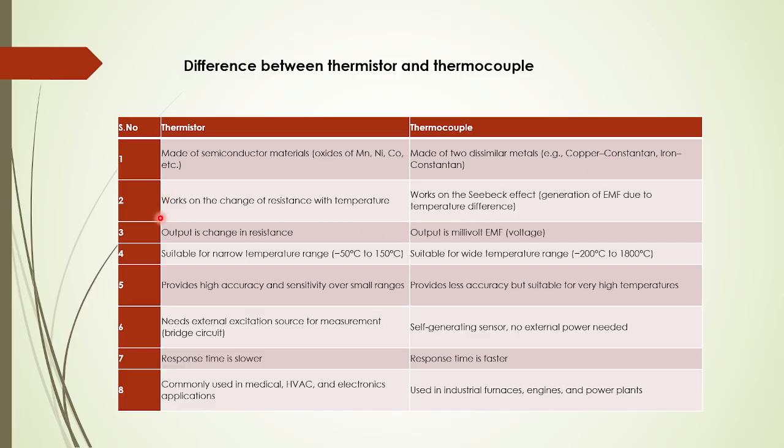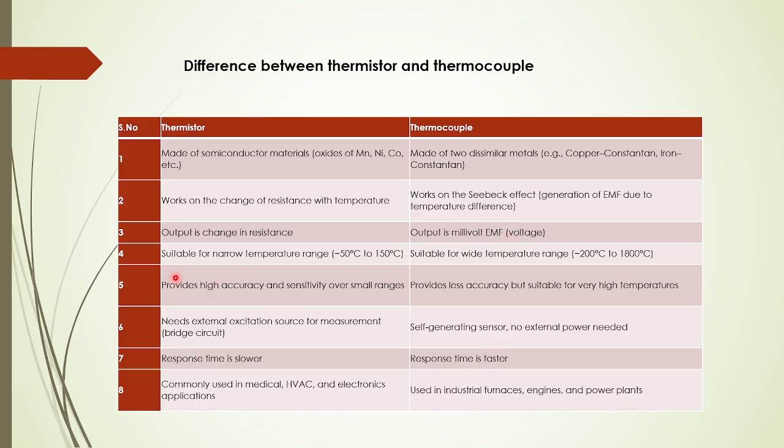The second one is that the thermistor works on the change of resistance with temperature, but the thermocouple depends on the Seebeck effect. The third one is the output. The thermistor output is a change in resistance. The thermocouple output is in millivolts, because it generates an EMF due to the effect, and using this we can find out the temperature value. So the output is EMF voltage.